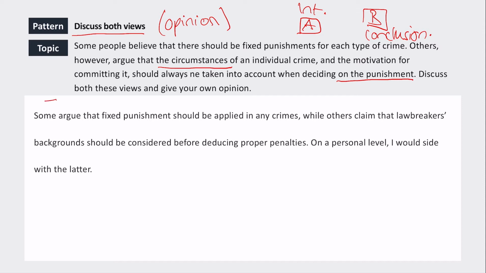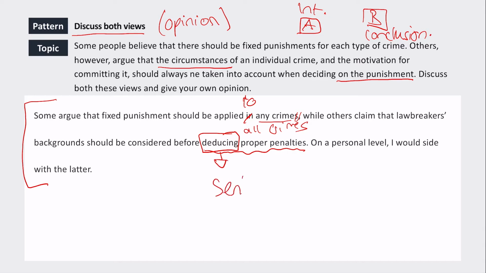So let's see what this candidate has done. If you look at their introduction: "Some argue that fixed punishment should be applied to any crime," or if they're going to do multiples, it should apply to all crimes. That would be the other way to say it. "While others claim that lawbreakers' backgrounds should be considered before deducing proper penalties." Deducing, they're trying to use a higher level word here, but the meaning doesn't quite fit. It would be better to say "should be considered before sentencing" or judgment, rather than deducing proper penalties. "On a personal level, I would side with the latter."